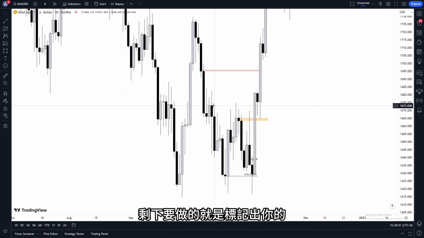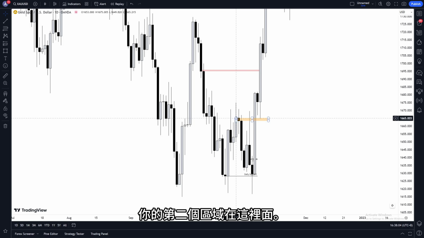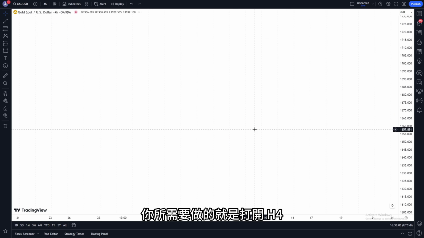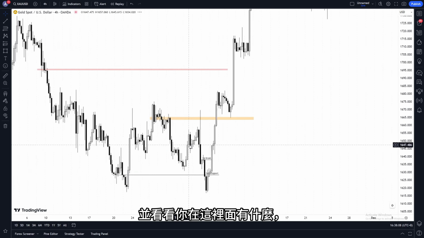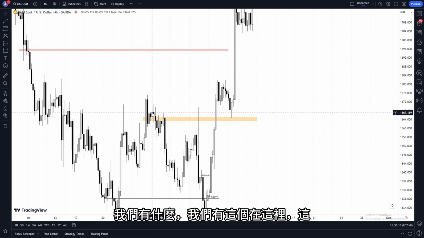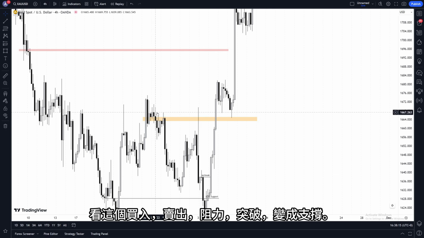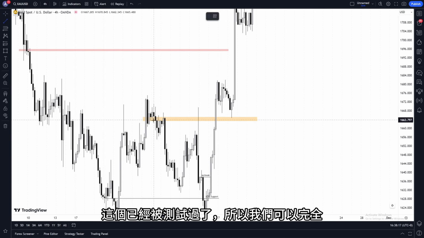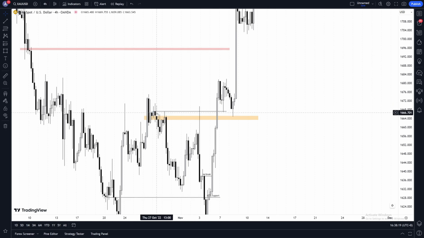All that was left to do is to mark up your zone. Your first one would have been a loss. Your second zone will be in here. All you need to do is pull up the H4s and take a look at what you had inside here, right? And we have this one here, which has already been tested. Look at this: buy, sell, resistance, breaks, becomes support. This one has already been tested, so we can completely negate that.